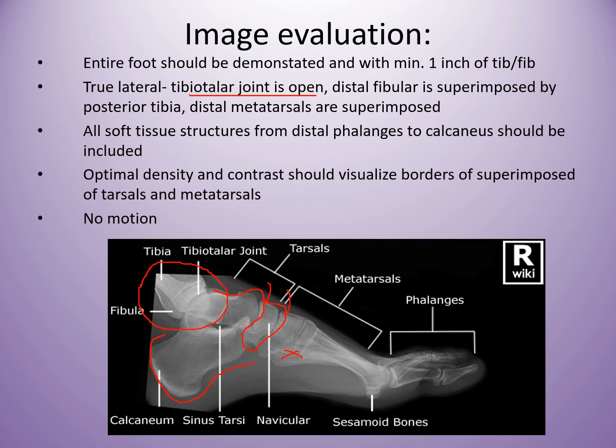Okay, and as usual, no motion. How do you know there is no motion? The bone appears sharp. Optimal density and contrast to visualize the soft tissue as well as the bony outline too.